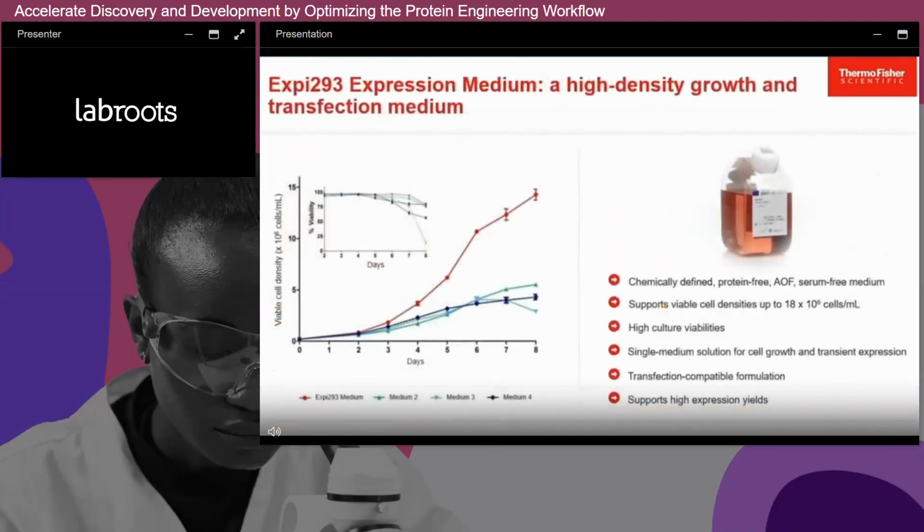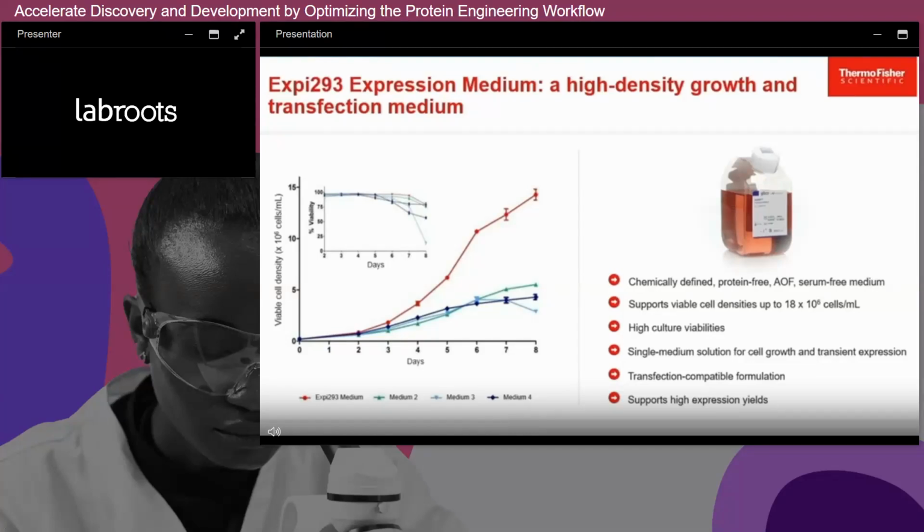Now looking at the single components just quickly, the Gibson production media is an animal-free media, and this is suitable for both cell maintenance and for the transfection. So you don't need to switch medium when you go from the normal cell culture to the transfection. It is designed to grow cells at a very high density of about 18 million cells, and it supports very high expression yield.